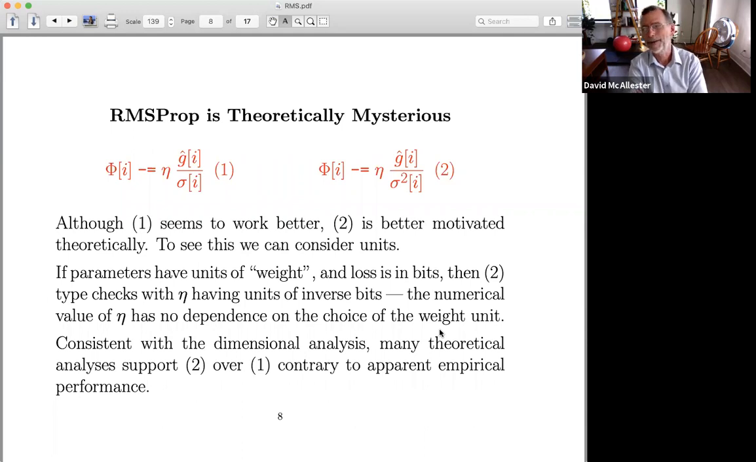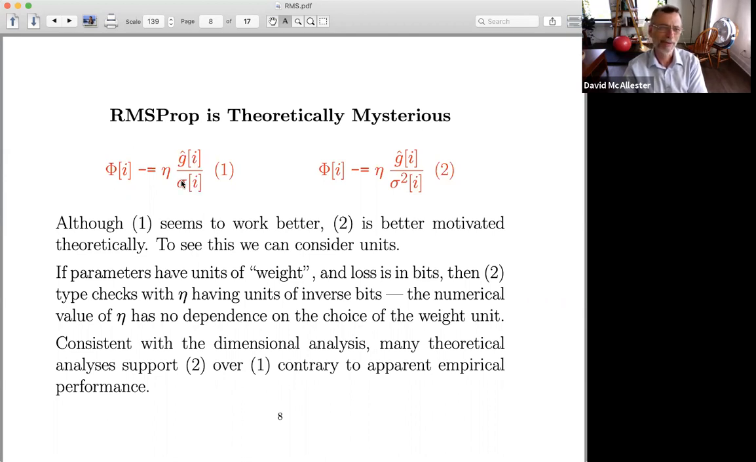I've done two or three attempts at theoretically deriving RMSProp. Why does this work? Can you prove a theorem that justifies it? And inevitably, whenever I prove a theorem, I get this form, dividing by the variance. But empirically, what RMSProp does seems to be working better.